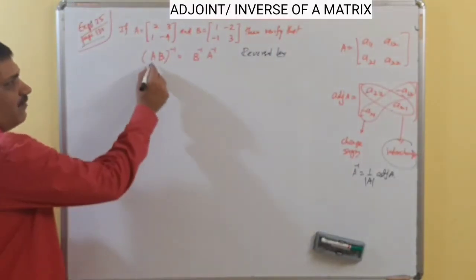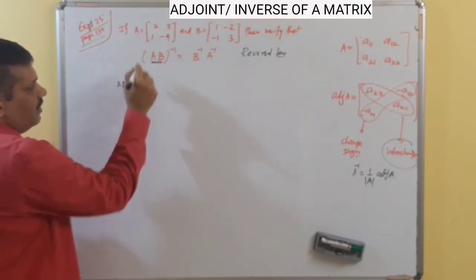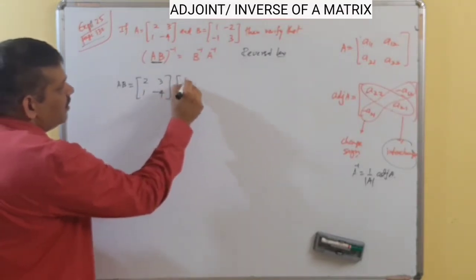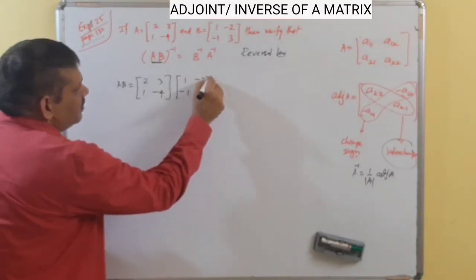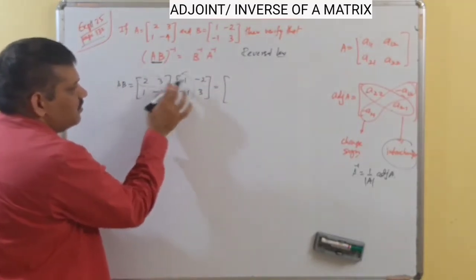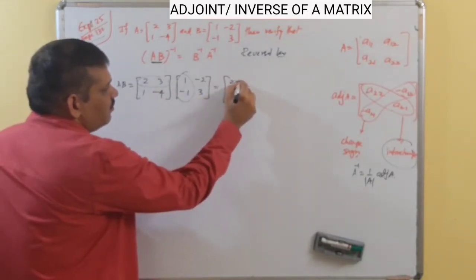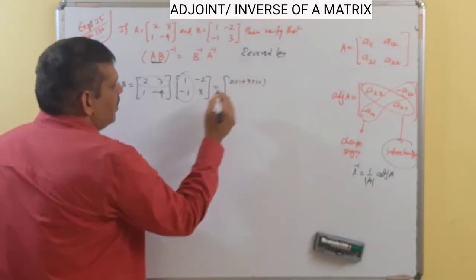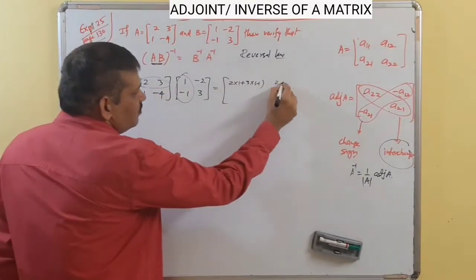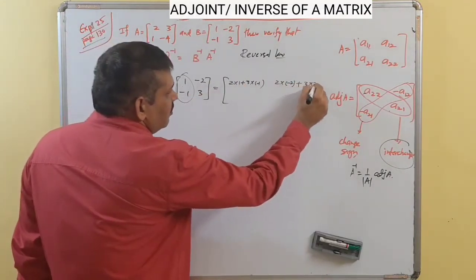So to find the left hand side, first of all we need to find AB. So we have A, this is 2, 3, 1, minus 4, into B, that is 1, minus 2, minus 1, 3. Now to find the product, this row will be multiplied by the corresponding elements and added: 2 into 1 plus 3 into minus 1. Now this will be multiplied by this, which we write here: 2 into minus 2 plus 3 into 3.